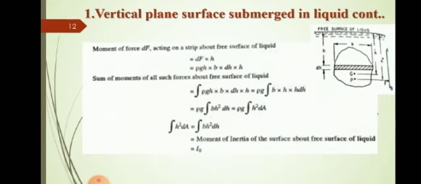Now, the moment of dF acting on a strip about the free liquid surface. First we wrote the equation for the moment of the total force F about the free liquid surface. Now we are writing the moment of dF. What is this dF? dF is the force acting on the strip alone. So the moment of dF acting on the strip about the free liquid surface is dF into h. dF is the force on the strip and h is the distance of the strip from the free liquid surface. The dF equation we have already written: dF is rho g h b dh. So rho g h b dh into h.